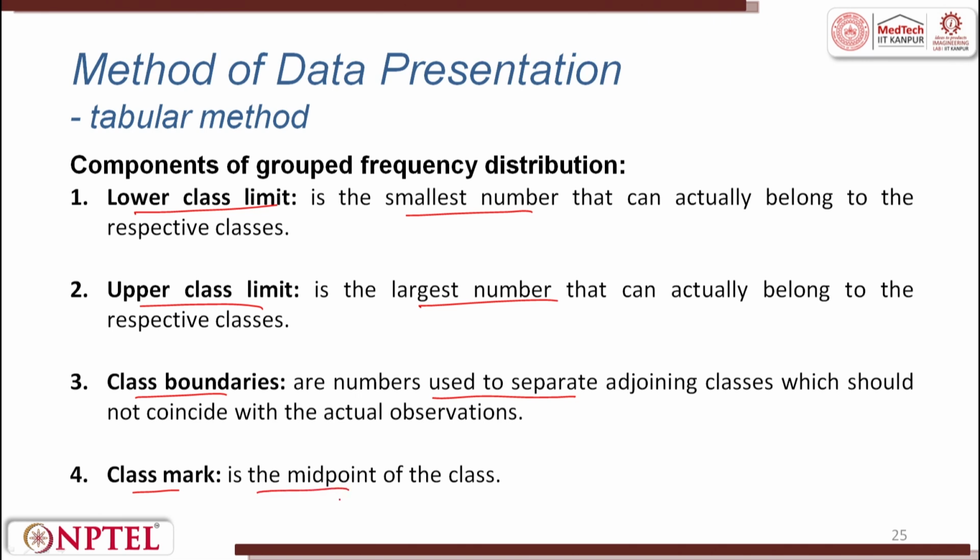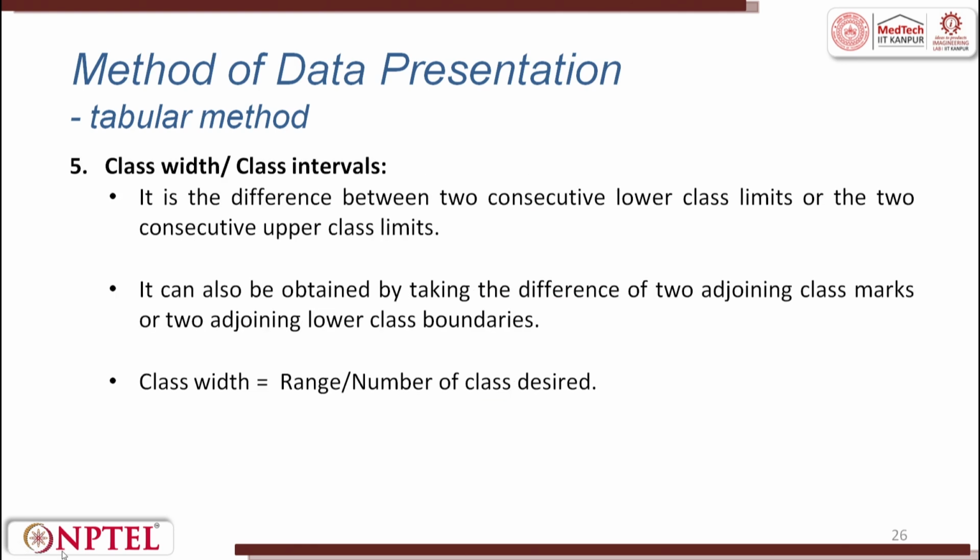When I talk about classes, we can also draw graphs out of them. Class width or class interval is the difference between two consecutive lower class limits or two consecutive upper class limits. It can also be obtained by taking the difference of two adjoining class marks or two adjoining lower class boundaries. Class width is the range divided by the number of classes desired. So when I draw a histogram, that will be more clear.